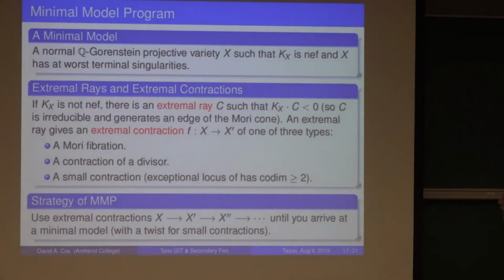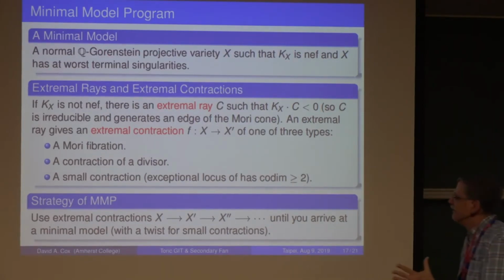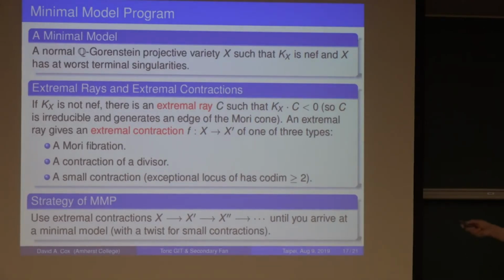And now to finish off, I want to talk about the minimal model program just a little bit. And so what's a minimal model? It's basically, we know most of the words here. So it's a normal Q-Gorenstein projective variety. Gorenstein means that the canonical class is Cartier. So what does Q-Gorenstein mean? It means some multiple is Cartier. So we know what that means.